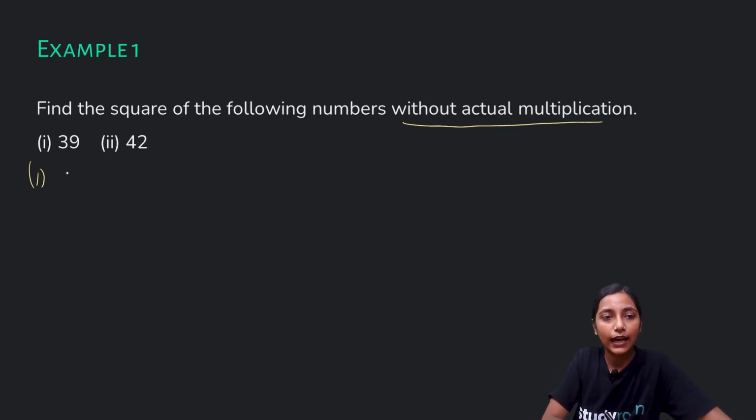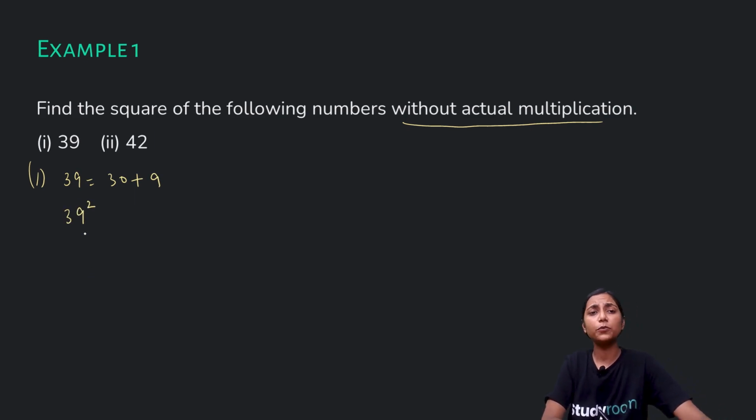Like 39, you know that 39 can be written as 30 plus 9. We have to find 39's square. This is not going to be easy because we have to multiply 39 with 39. That will be a huge calculation, not an easy one.